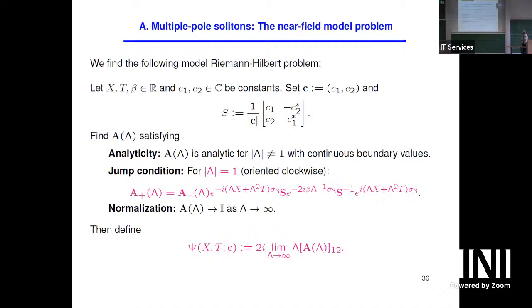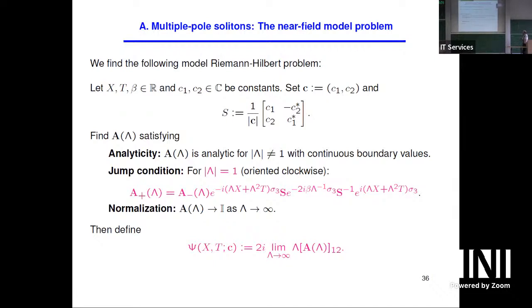Then we've got these C1 and C2. They're free constants that can't be zero, but they determine basically the skew, whether your solution is symmetric or not. So define some matrix S that only depends on the C's. Now we're looking for this 2x2 matrix A, which is a solution of the following model problem. It has a jump on the unit circle.